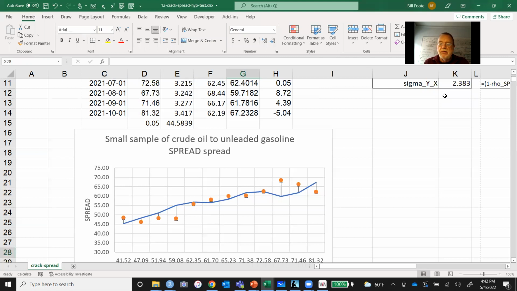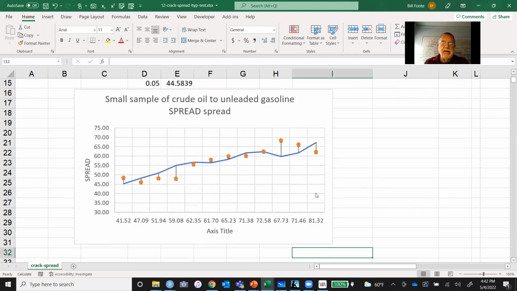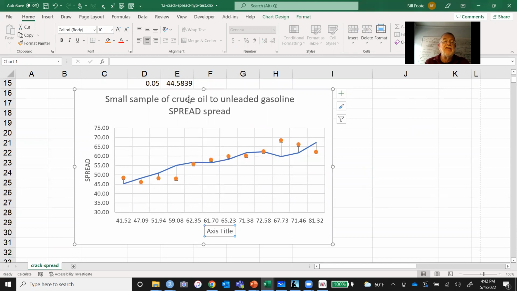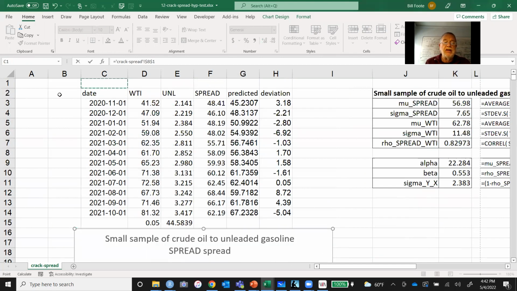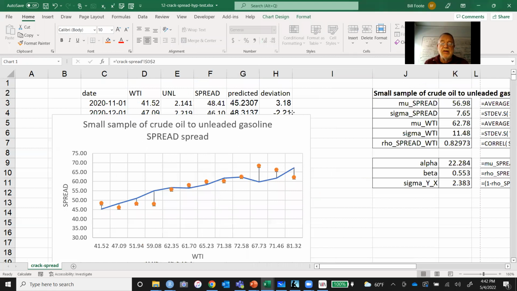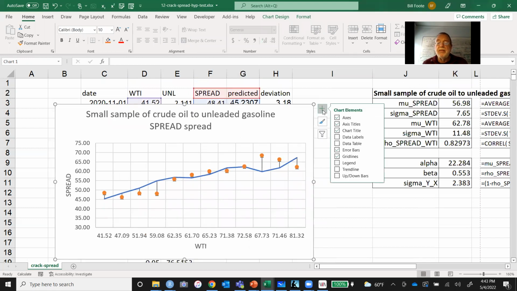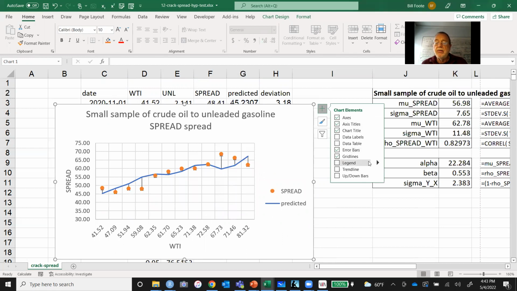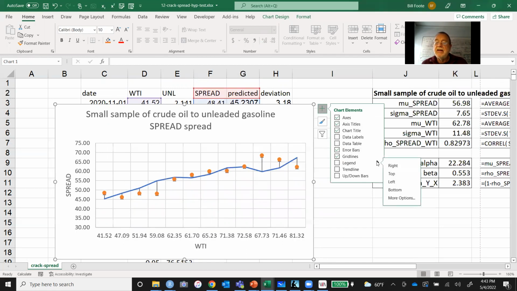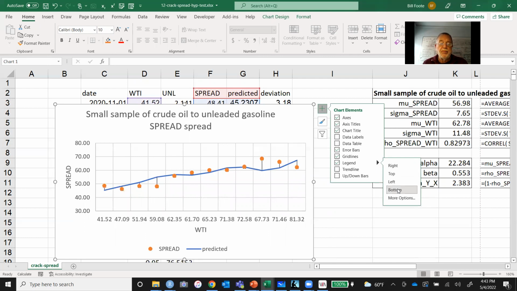We have that. We should probably also put a legend and an axis title down here. The axis title is simple. The name of the piece of data we used, and that was WTI. There we go. There we got a little bit better piece here. And then finally, press that plus. The legend, always put a legend on the bottom. And we have spread and predicted and deviation between them.